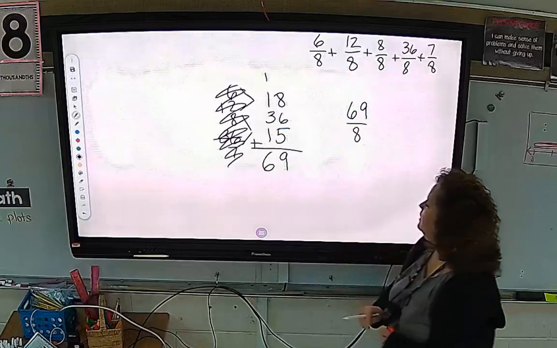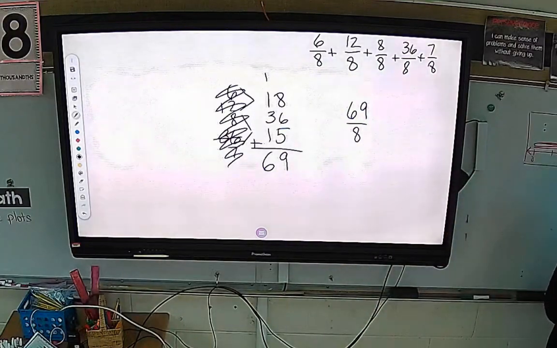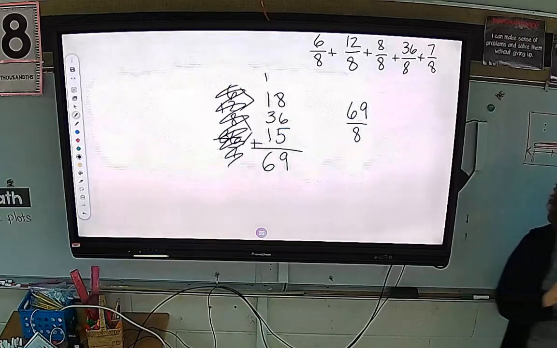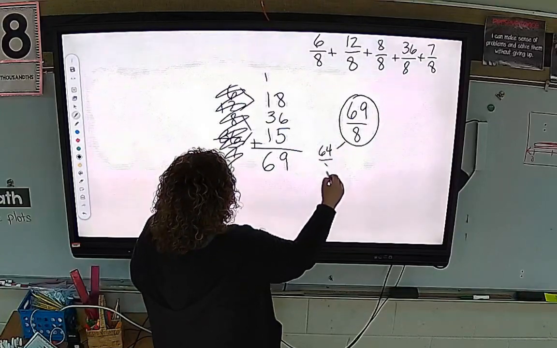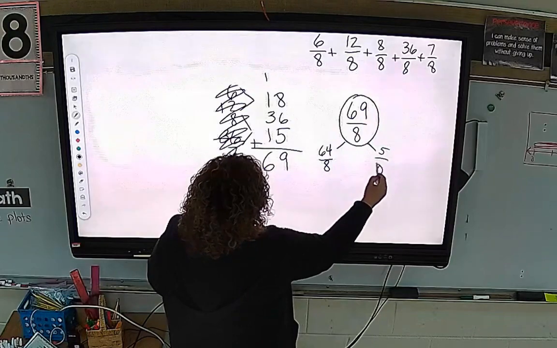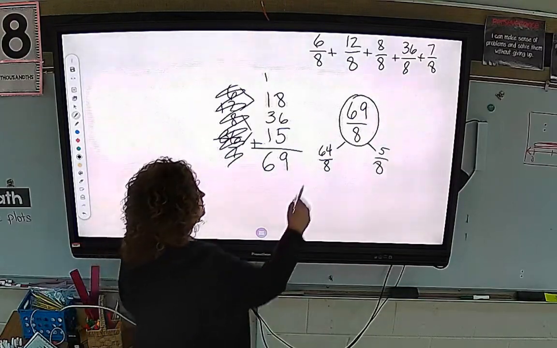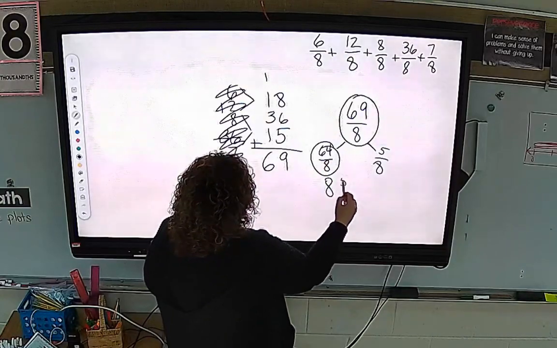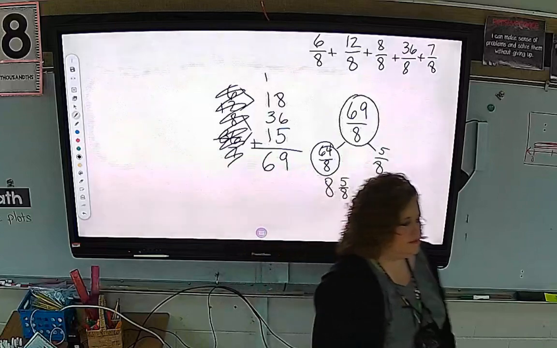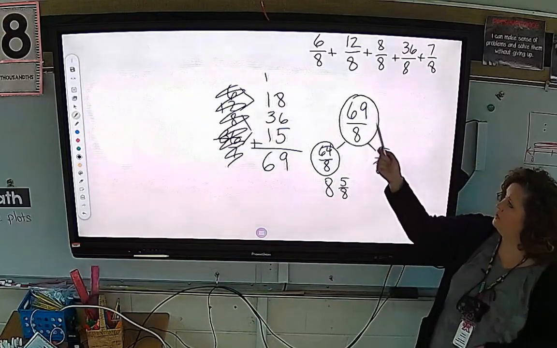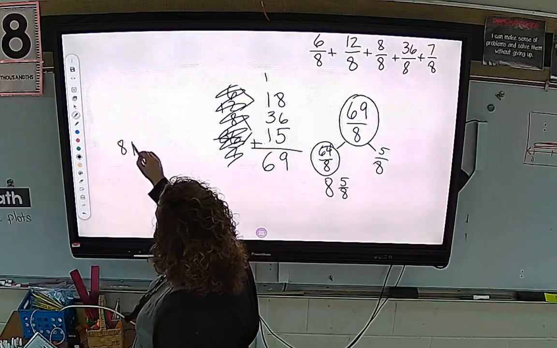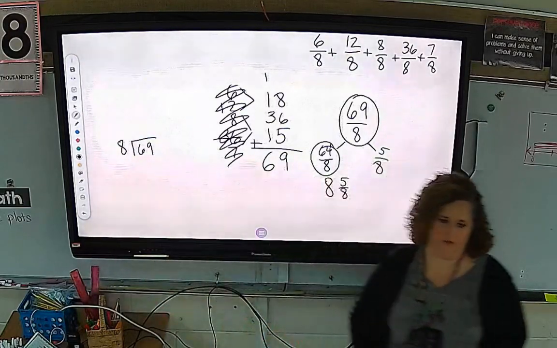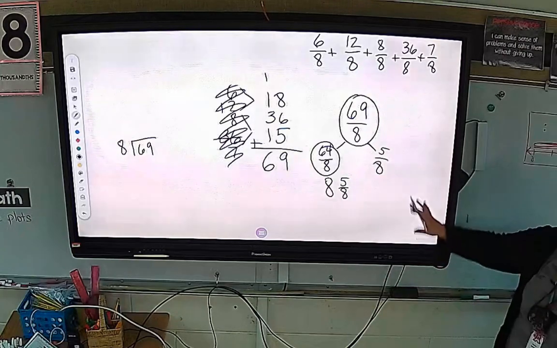What have we got to do with that? Make a number bond. Okay, now, that number is not too terribly large. You could do the number bond and pull those numbers out. Or, I'm going to show you another option. Because see, we know that 8 times 8 is 64, right? And then there would be 5 left. That's not too bad. 8 and 5/8. What if this number was really large like yesterday? You could do 69 divided by 8. Okay. If there's a number really, really large, we could do that. All right, but we're good. We've got 8 and 5/8.